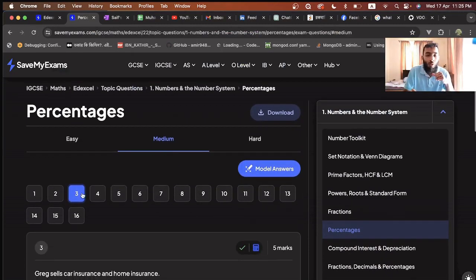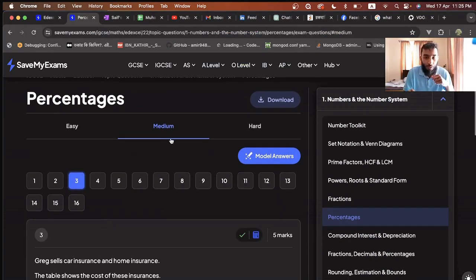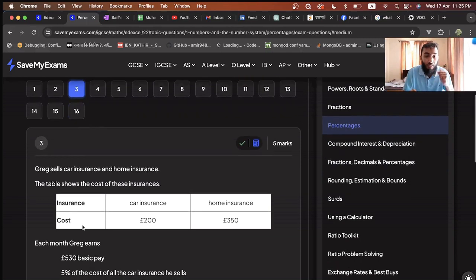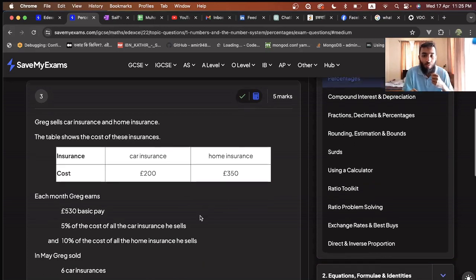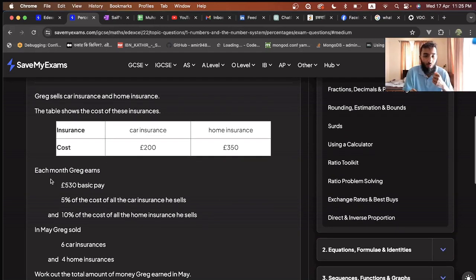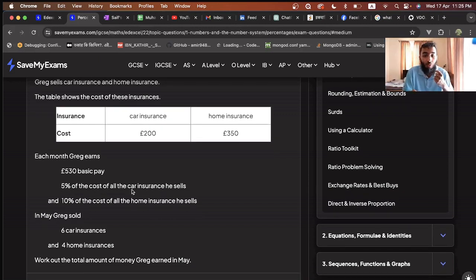If I now focus on problem number 3 of the topic percentage, the medium category, it says Greg sells car insurance and home insurance. This is a table that shows the cost of these insurances. For each car insurance the cost is 200 pounds, and for each home insurance the cost is 350 pounds. Each month Greg earns 530 pounds basic pay, 5% of the cost of all the car insurance he sells, and 10% of the cost of all the home insurance he sells.